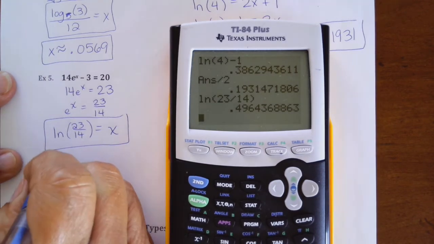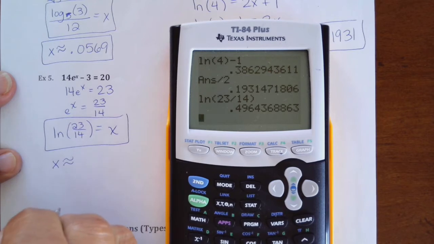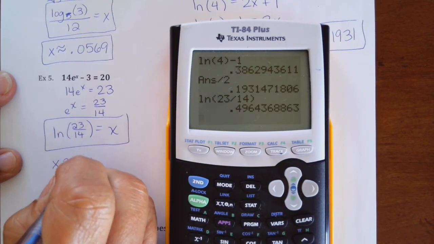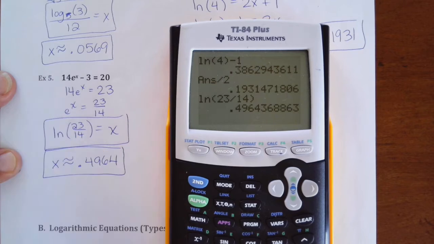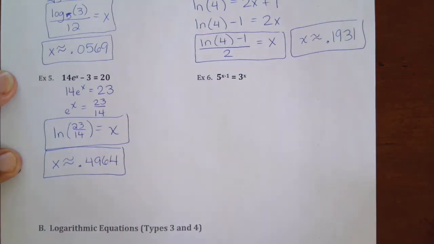So approximately 0.4964. Okay. Again, pay attention to Hawks, how it wants you to round, what place to round to.